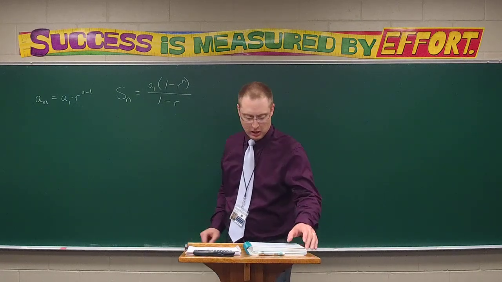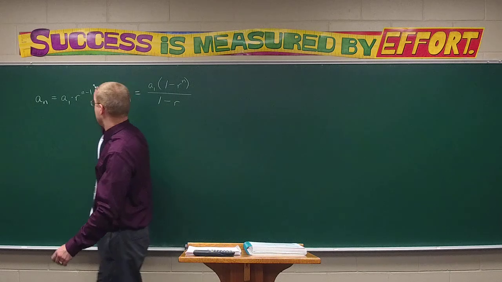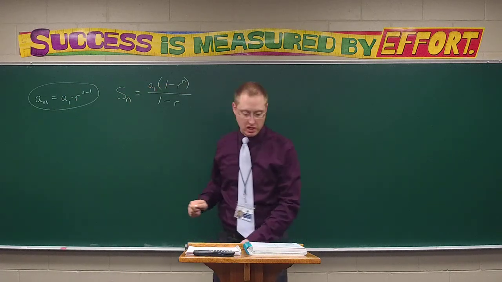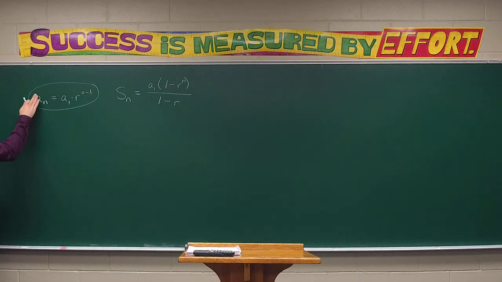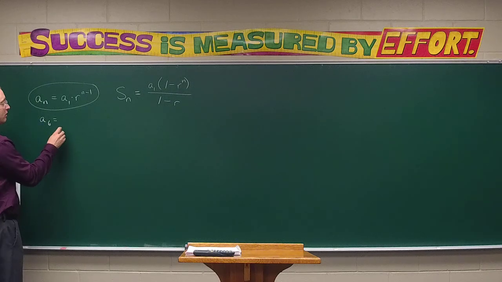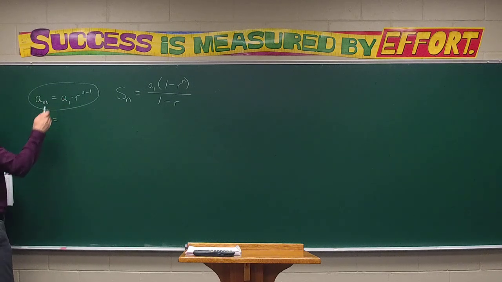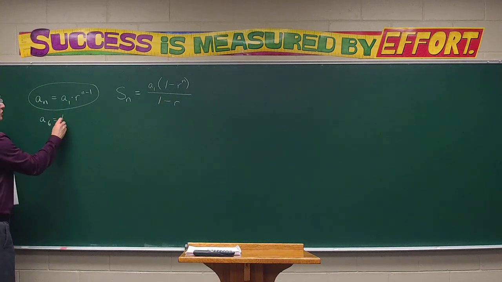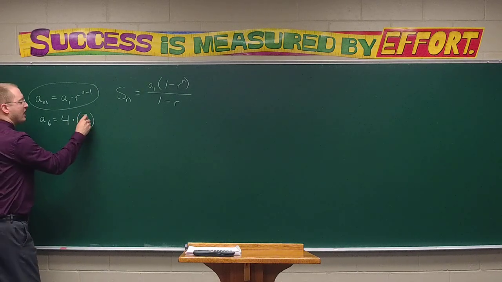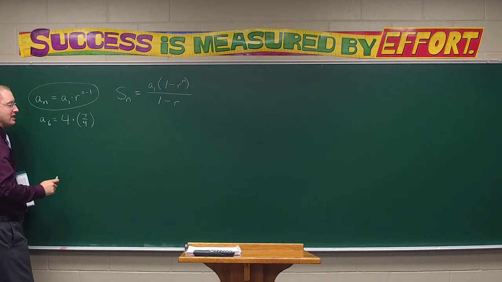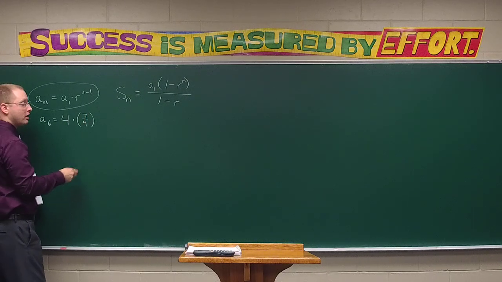Number 11, they wanted you to find the nth term in the sequence using the formula. And so we know that our basic formula is going to be this here. Now for number 11 specifically, since we're finding the 6th term, instead of a sub n, we would say a sub 6 is equal to, instead of a sub 1, a sub 1 is, on number 11, 4, the first term. What's the common ratio? 7/4. 7/4, and the n minus 1 then means we're going to raise this 7/4 to the 5th power.